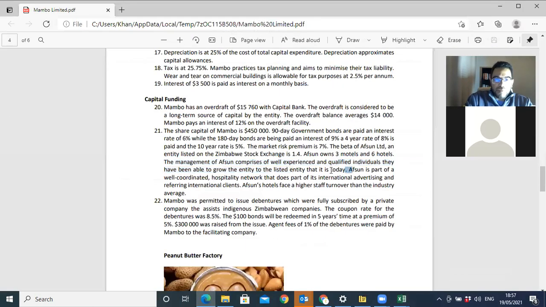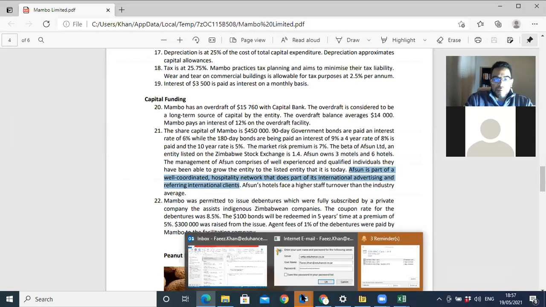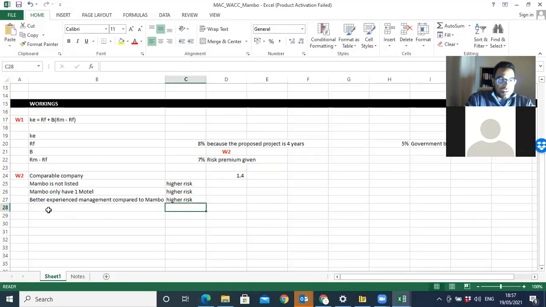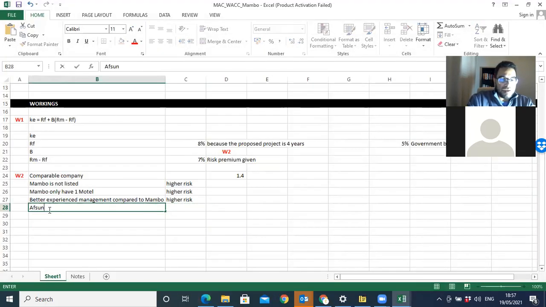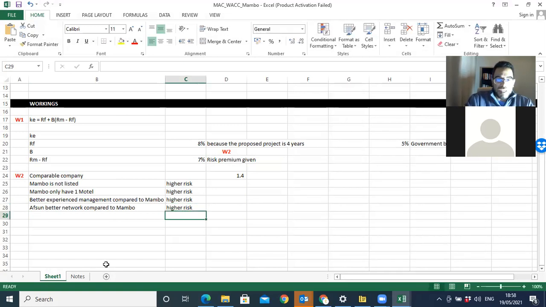Then they say FSUN is part of a well-coordinated hospitality network that does part of the international advertising and referring international clients. So there you can say FSUN has a better network compared to Mambo. Therefore, FSUN is better than Mambo, so Mambo is higher risk compared to FSUN.